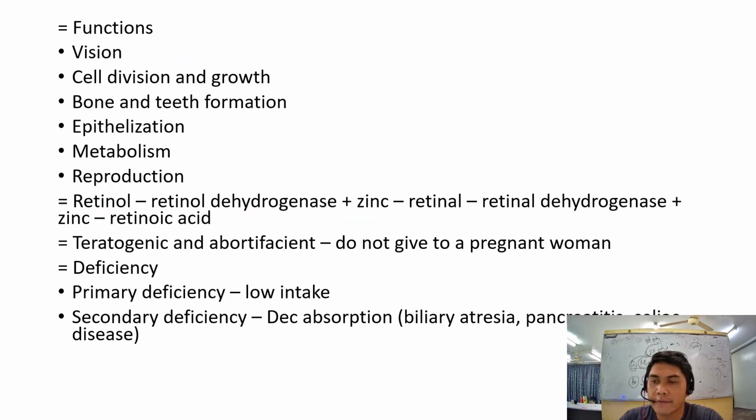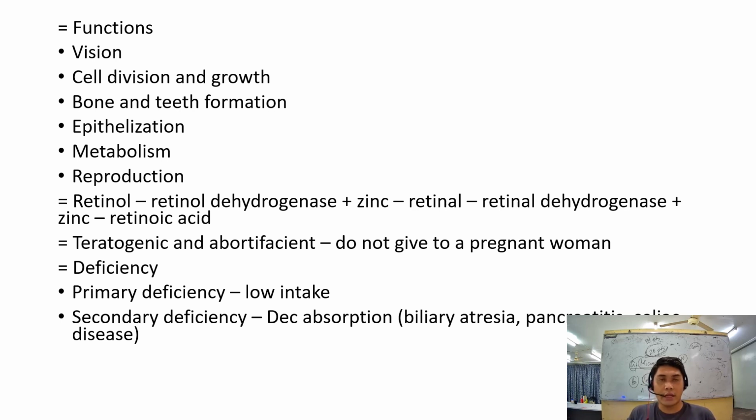Regarding functions of vitamin A, first is vision. Vitamin A is important for the health of your rods, and rods are responsible for night vision. Next, you have cell division and growth, then bone and teeth formation, epithelialization, metabolism, and reproduction. Regarding reproduction, if you're vitamin A deficient, you'll have problems with your fertility. Vitamin A deficiency can cause infertility.